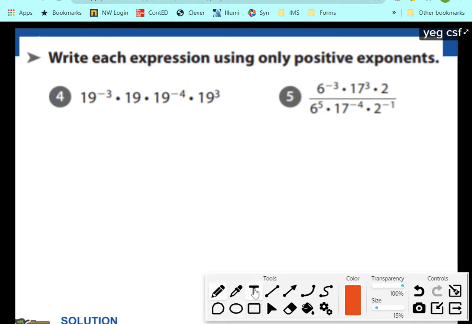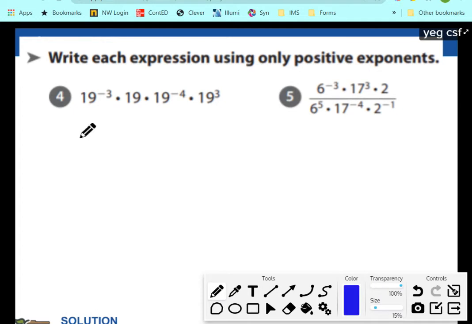All right, so one more slide, same concept. Let's look into these questions. Now again here, when I see all of them are multiplications and all of the same bases are here, so we're going to add all the exponents. So keep the base, 19. Now I'm going to add all the exponents, negative 3. This one doesn't have an exponent. What do you guys think? What is the exponent for this?